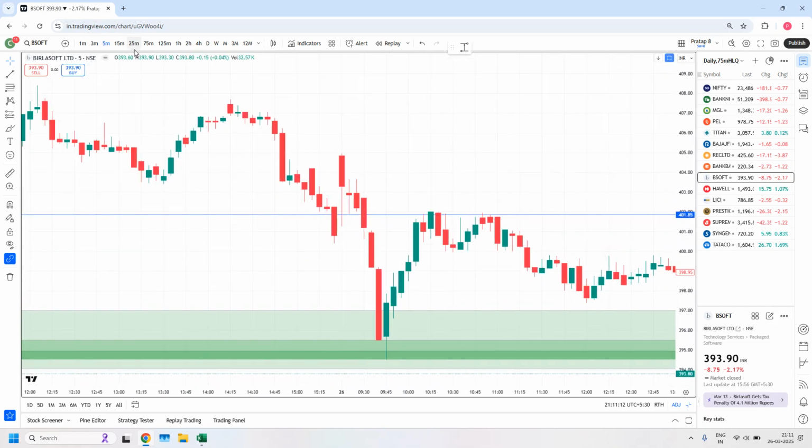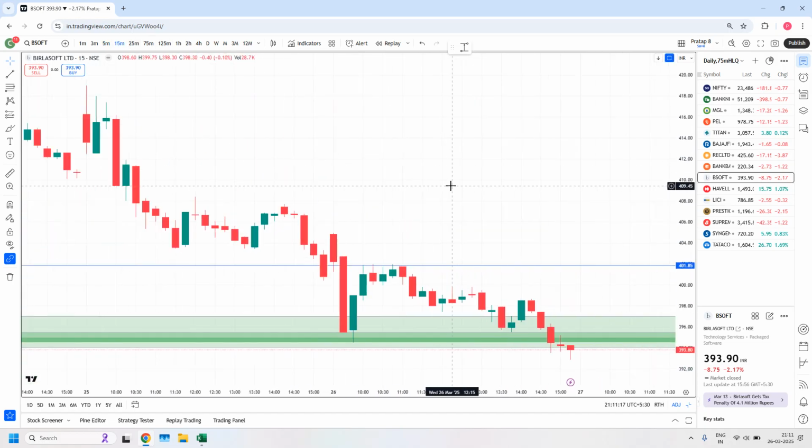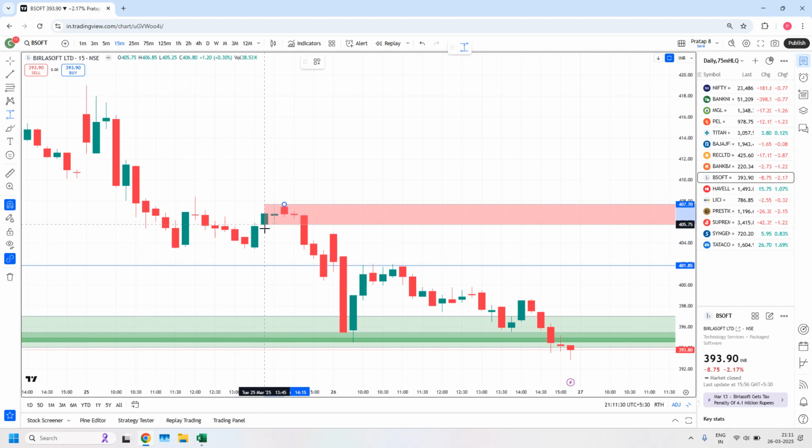But our 15 minutes target zone is very, very far away. Somewhere here. Rally base drop, you can draw your 15 minute zone from a target point of view. But unfortunately, today prices did not reach.